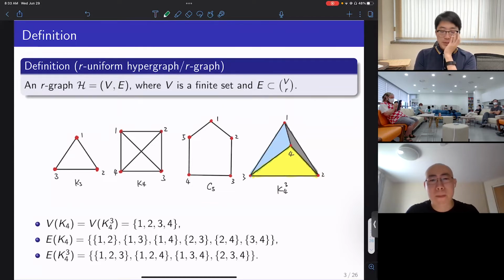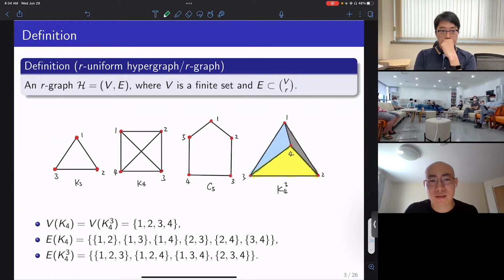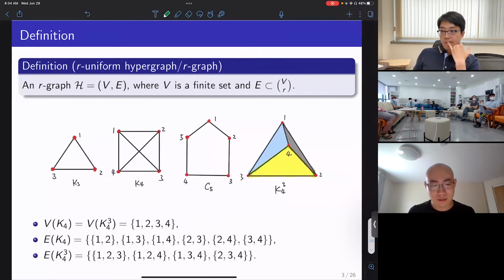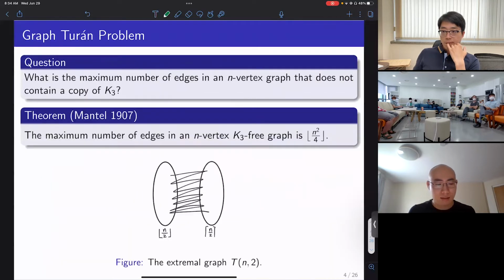The last one is a 3 graph. You have 4 vertices, and every triangle gives you an edge. So here you have 4 edges because you can see 4 triangles. And this is usually called the tetrahedron. It's simply the complete 3 graph on 4 vertices. The notation we use is this K4, 3. So this is the definition we will use today. So first we look at the graph.